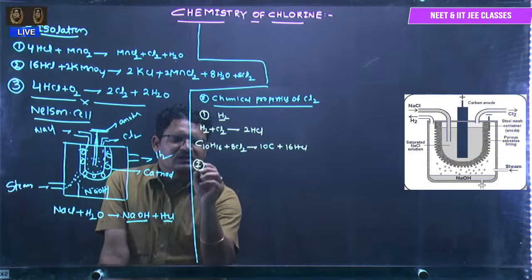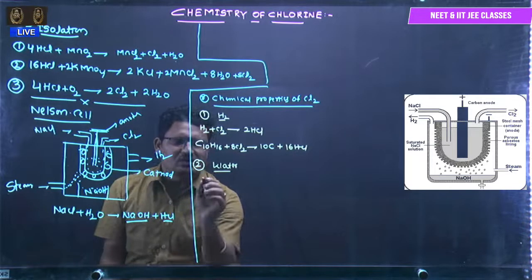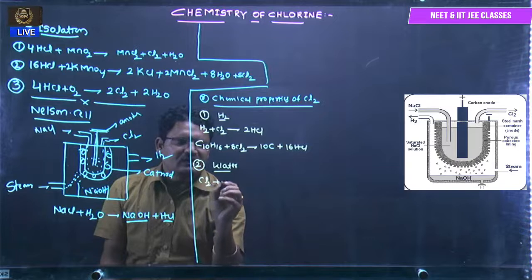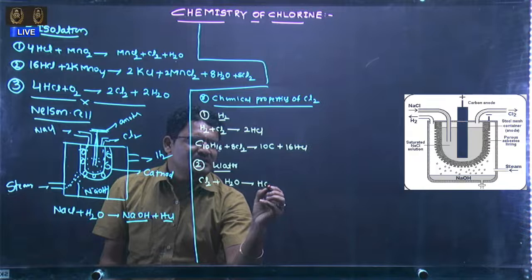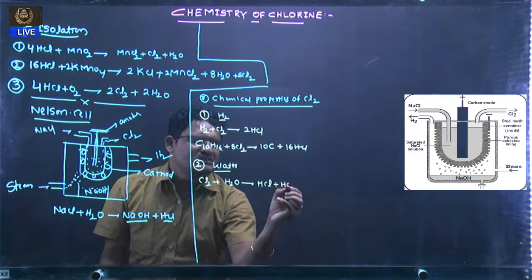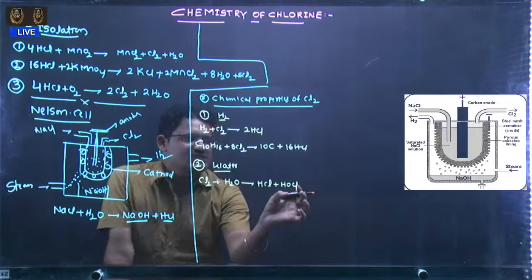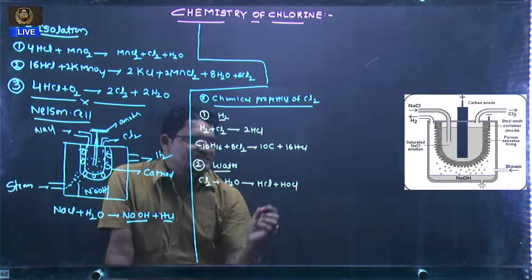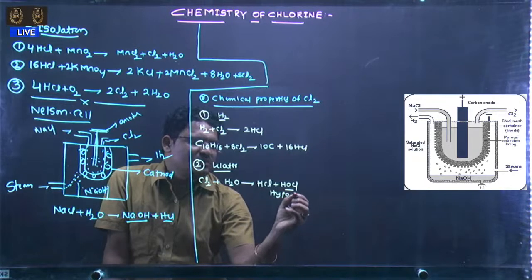The next one, reaction with water. Here chlorine reacts with water to give HCl plus HOCl. This HOCl is nothing but hypochlorous acid.